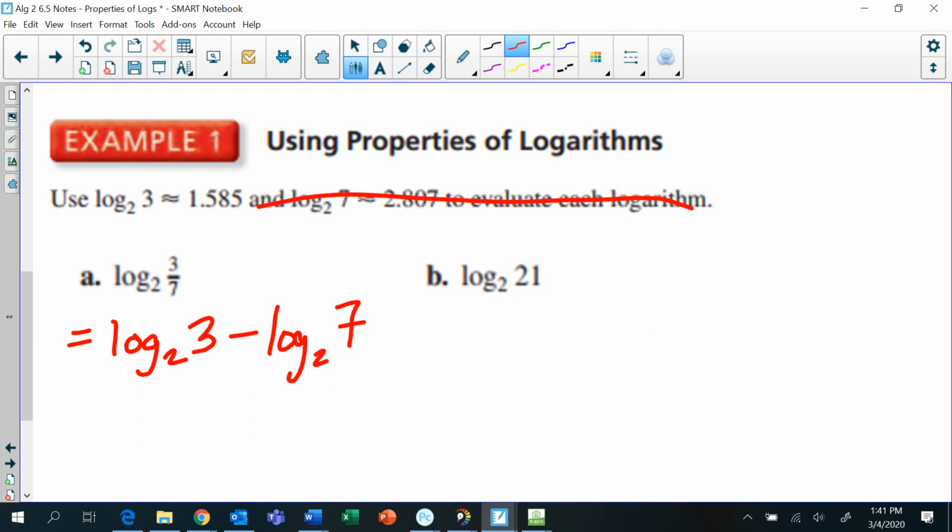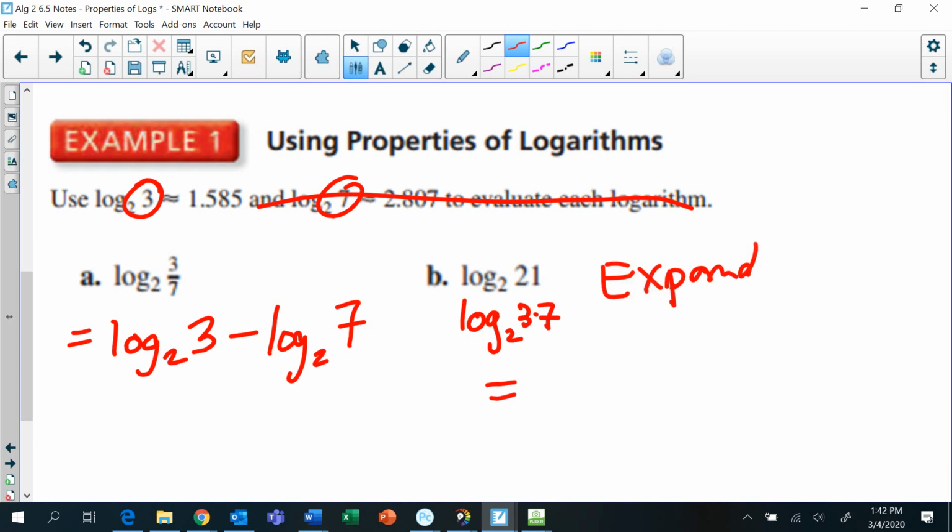For this one, it has log base 2 of 21, and according to the directions, I'm supposed to use 3s and 7s to split this apart. That's what the directions are talking about. Do we know how to make 21 with 3s or 7s? Yes. This is the same thing as log base 2 of 3 times 7. Well, if it's multiplication and I want separate logarithms, then I can expand it to log base 2 of 3 plus log base 2 of 7.